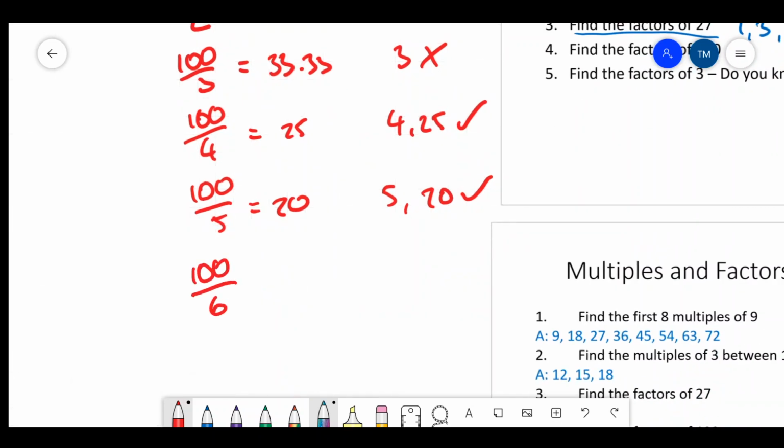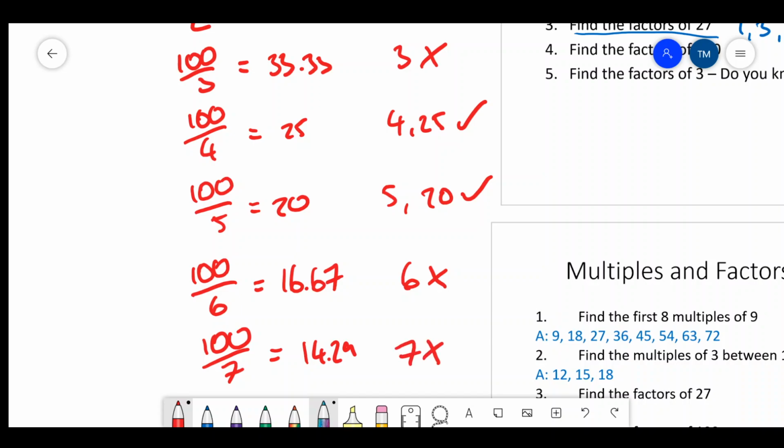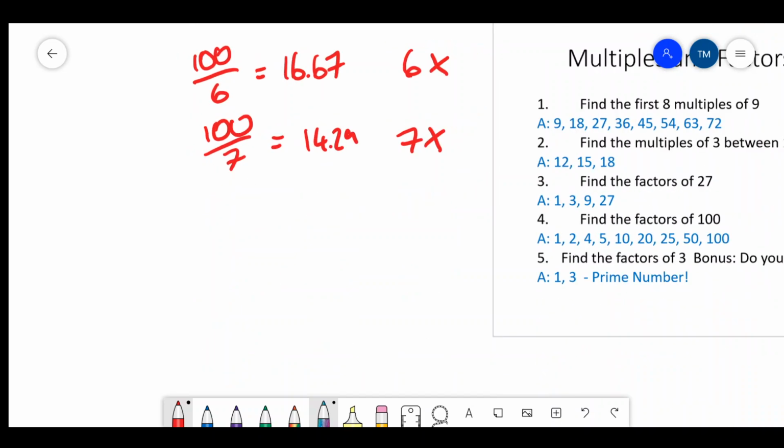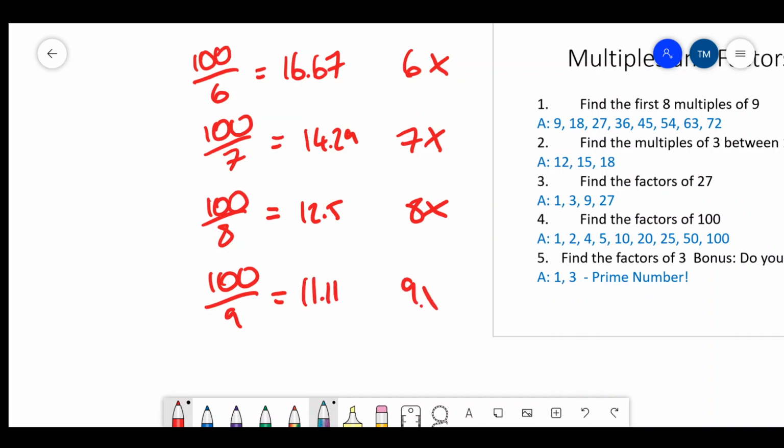100 divided by 6 is equal to 16.67, so we know that 6 is not a factor. 100 divided by 7 is equal to 14.29, so 7 is not a factor. 100 divided by 8 is equal to 12.5, so 8 is not a factor. 100 divided by 9 is equal to 11.11, so 9 is not a factor.